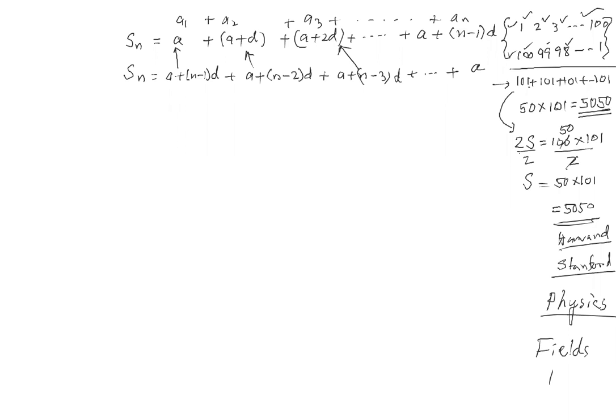Fields Medal is given once every 4 years, not once a year, once every 4 years. And there is even more of a catch to it. You have to be under 40. If you are over 40, they will not give you this award. So this is much more restricted, but people don't know about it as much as they know about the Nobel Prize. So the Fields Medal is very prestigious in mathematics.